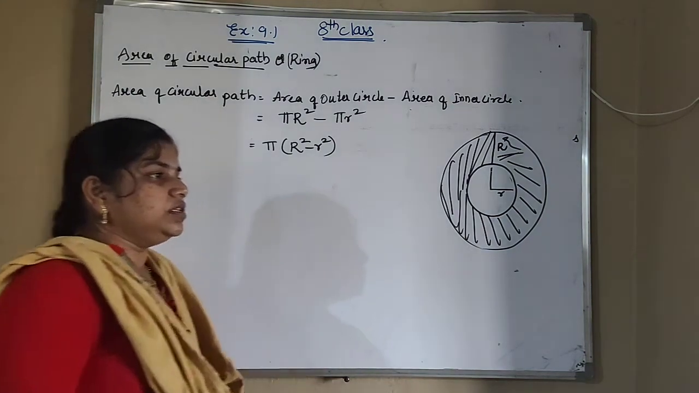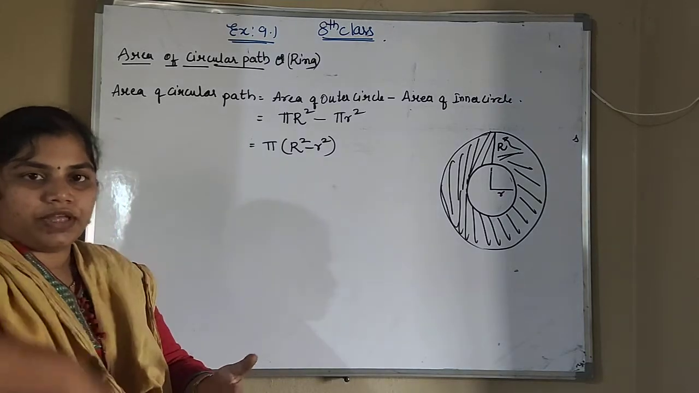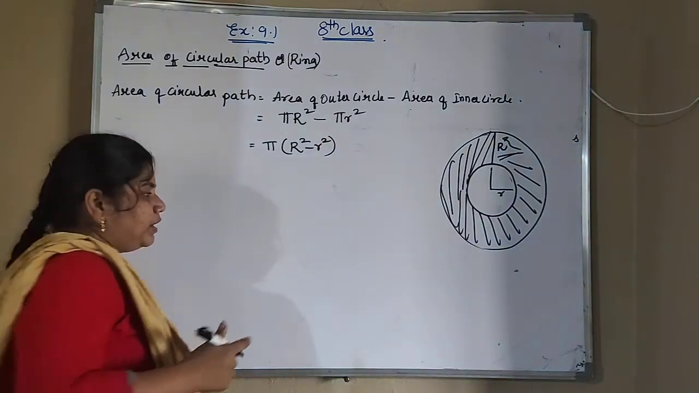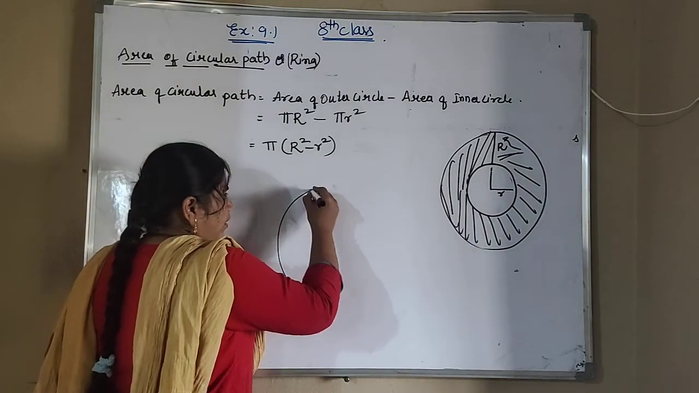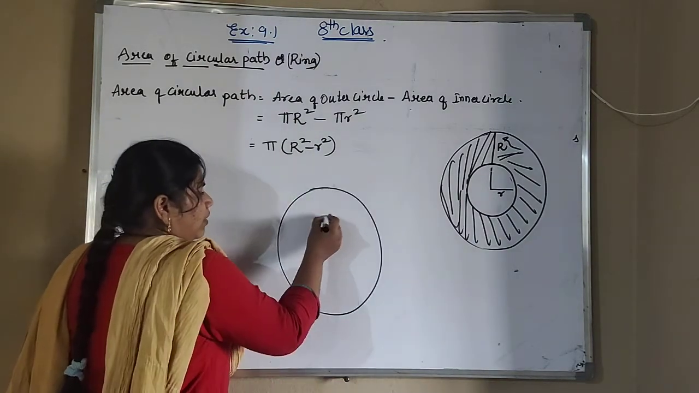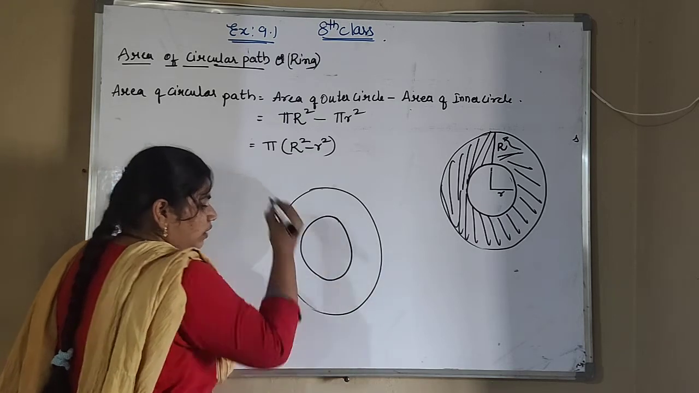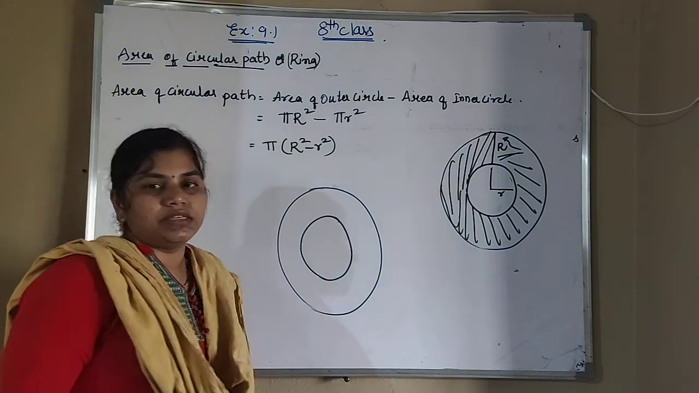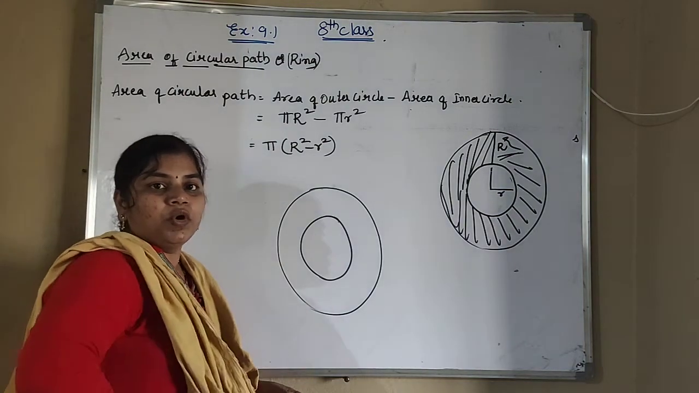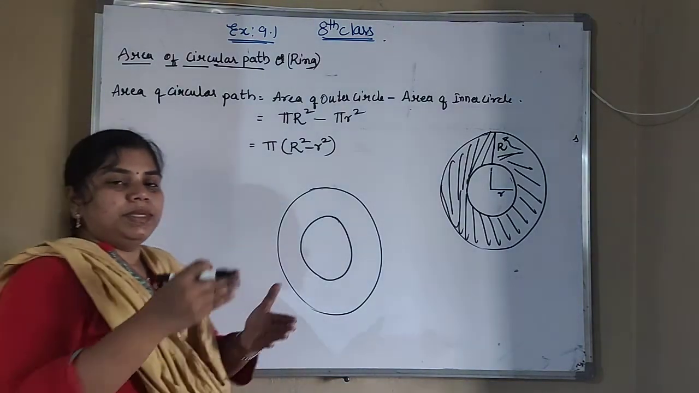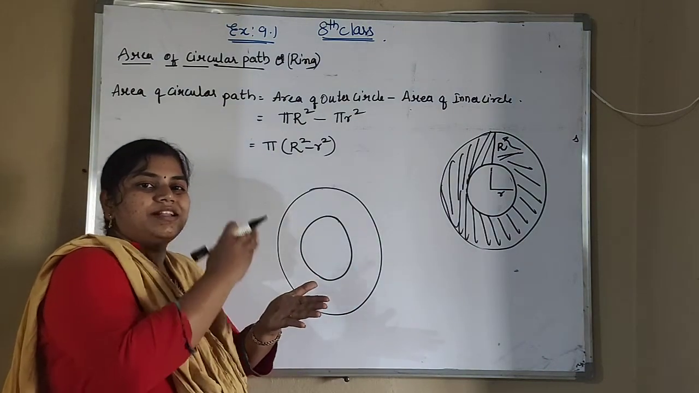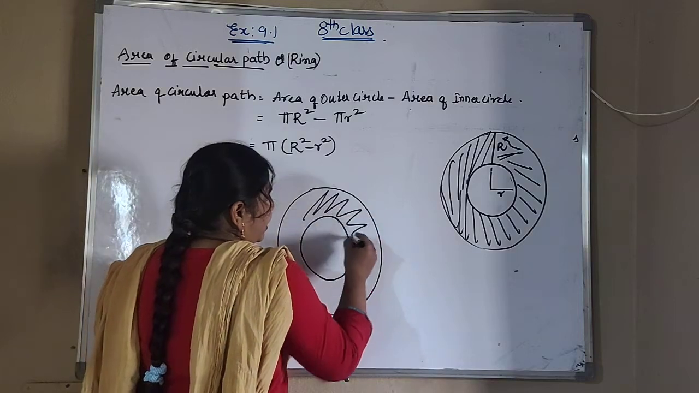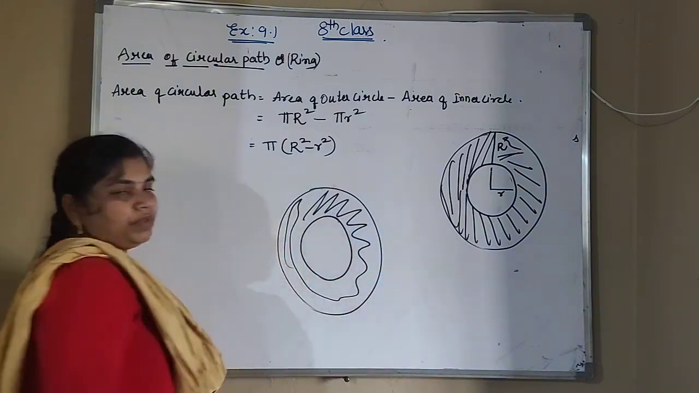Once again, we have to find the area of a circular path. Circular path or ring, both are the same here. If you take any ring, you will have one inner circle and one outer circle. You will be seeing the playing ring. What we have to find is the area of this part.